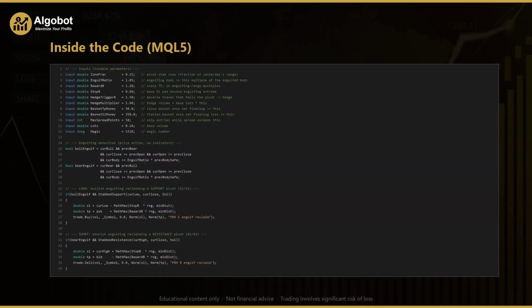Now the long block. When bull engulf is true and the candle reclaimed a support pivot, the code sets the stop just below the candle's low, sets the take profit above the entry by the reward multiple, and calls trade.buy with those levels. The short block mirrors it. When bear engulf is true and the candle reclaimed a resistance pivot, the stop goes just above the candle's high, the take profit sits below the entry, and the code calls trade.sell. Same logic, opposite direction, clean and symmetrical.